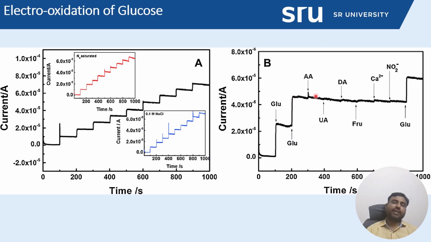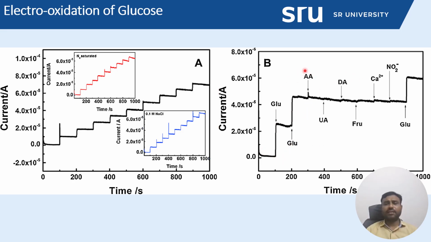Whereas the ascorbic acid, uric acid, and dopamine have a different oxidation potential. They may oxidize at a copper sulfide modified electrode. So when we are applying 0.5 volt, at this applied 0.5 volt, these molecules do not participate in the oxidation reaction. So we have obtained the oxidation current purely from the glucose.